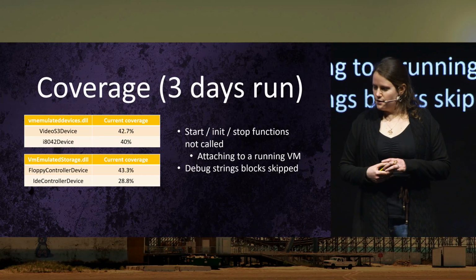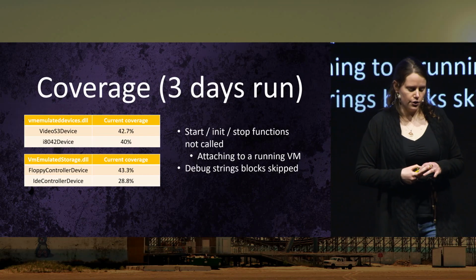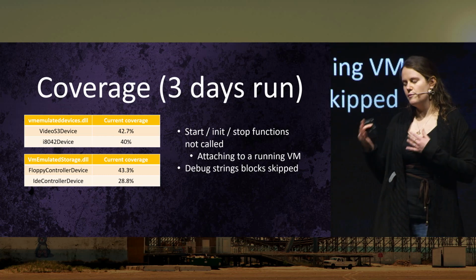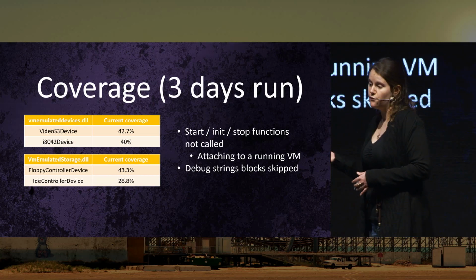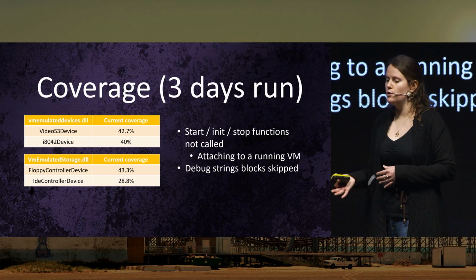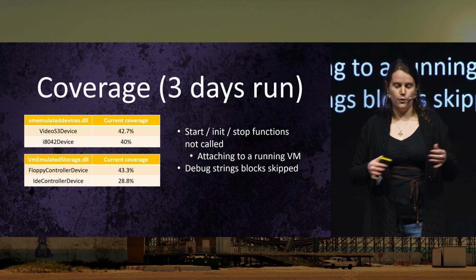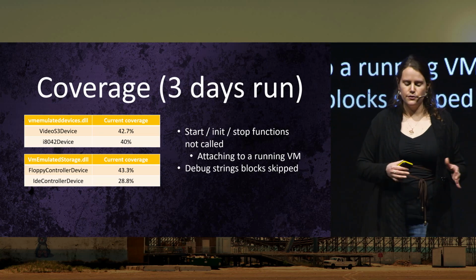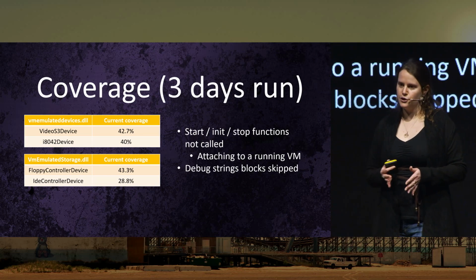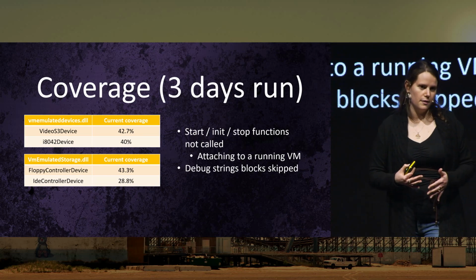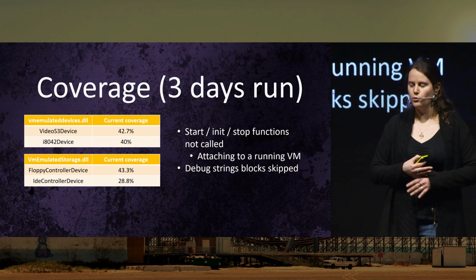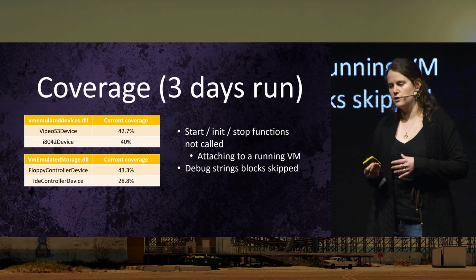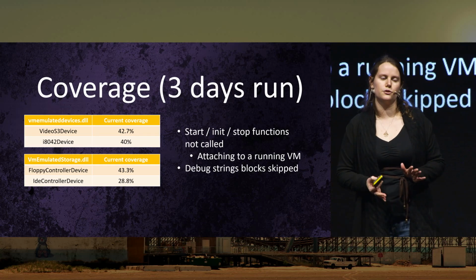After 3 days of running locally, the coverage is about 40% for the devices, which may sound low, but you need to remember that the start, init, and stop functions are never called because we are attaching to a running VM. And the debug string blocks are skipped. If we consider all the functions called at runtime, most of them are covered, almost all of them. So the coverage doesn't look that high, but it's actually pretty high in terms of runtime functions covered.